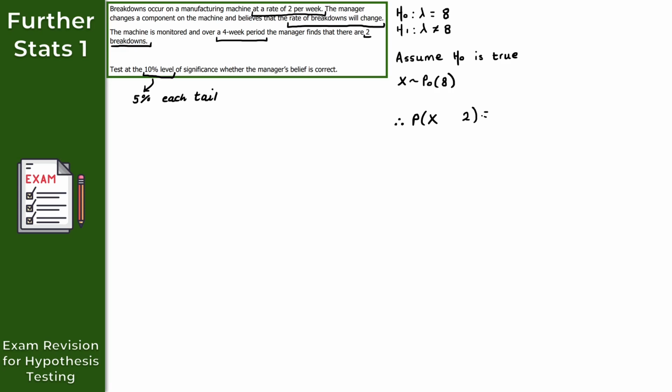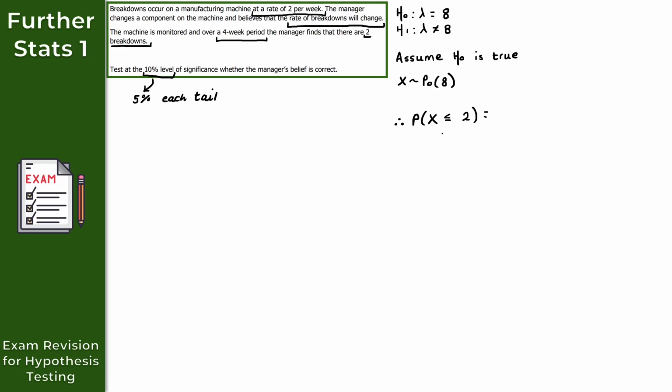Now, how do we decide the direction of the inequality? What we do here is we look at the observed value. Our observed value here is the 2 breakdowns, and we compare that to the mean of our random variable, which in this case is 8. Because the observed value 2 is less than the mean, we're testing for our random variable X being less than or equal to our observed value of 2.